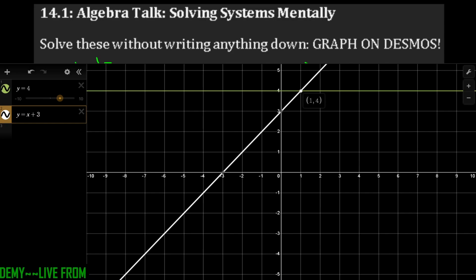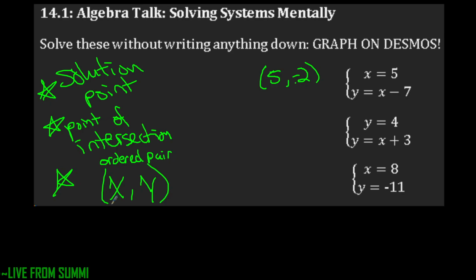So let's pull this up so we can write it. For this one, the solution point is going to be 1, 4. It makes sense too, because if I look at these equations, when I plug in 1 into this equation, 1 plus 3 equals 4, and regardless of whatever my x value is, my y value will always be 4 for this equation. And for the last one, let's graph it out.